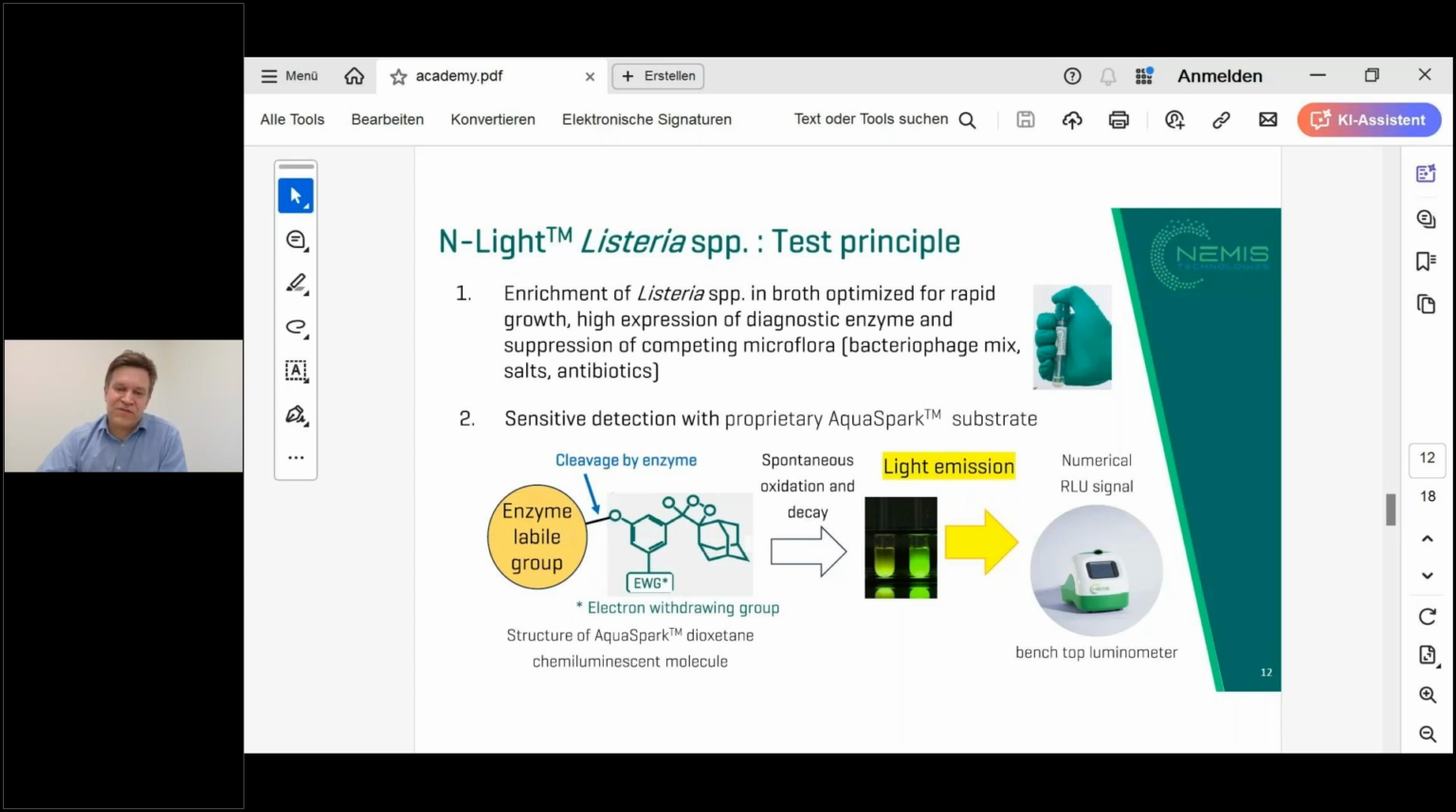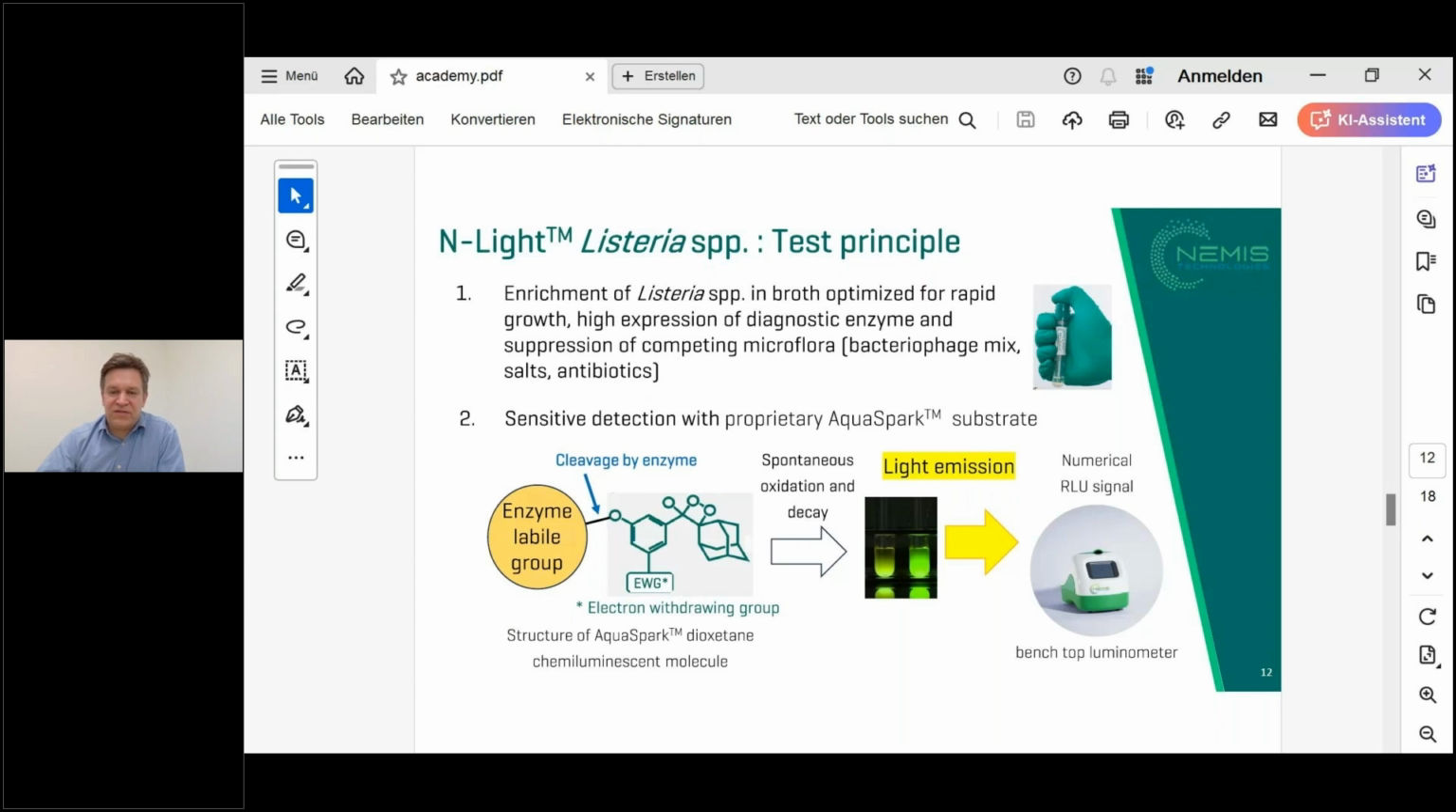Our test also involves first an enrichment step, similar to all the other methods. And we optimize the broth for rapid growth, and at the same time high expression of the diagnostic enzyme, and at the same time suppression of competing microflora. We achieve this with a specific bacteriophage mix, also a certain set of salts and antibiotics. The enrichment is done in small tubes in a dry block heater.